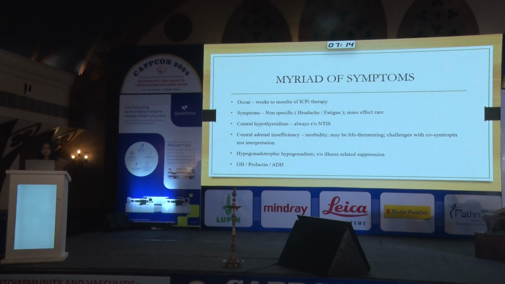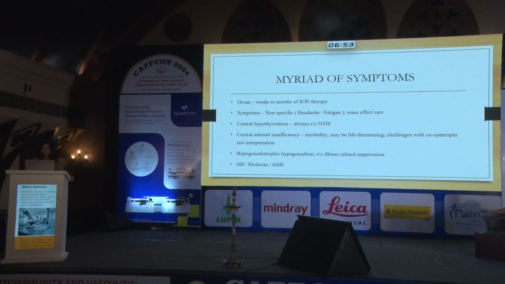So how do we pick up central hypothyroidism? Low free T4 levels in a background of inappropriately normal TSH or low TSH. Because in primary hypothyroidism, we get low free T4 levels and TSH is high. But in secondary hypothyroidism, low free T4 and a normal TSH. That is where a suspicion should come in.